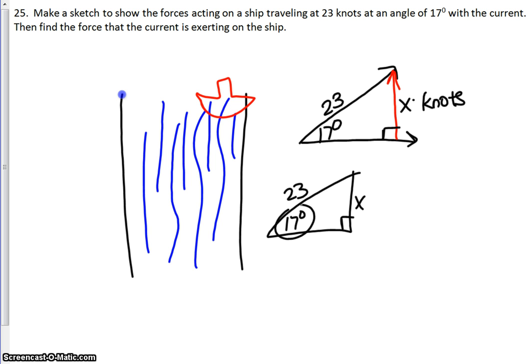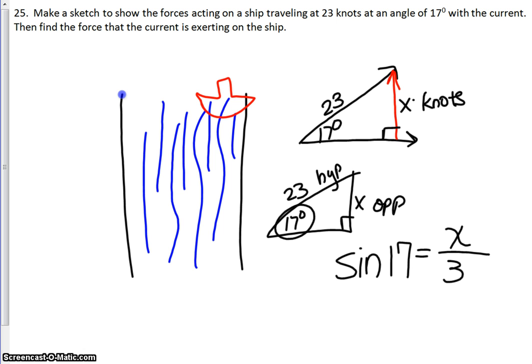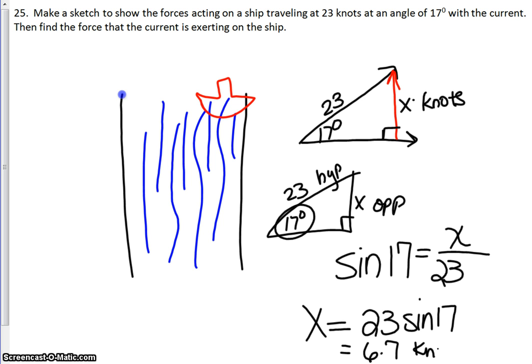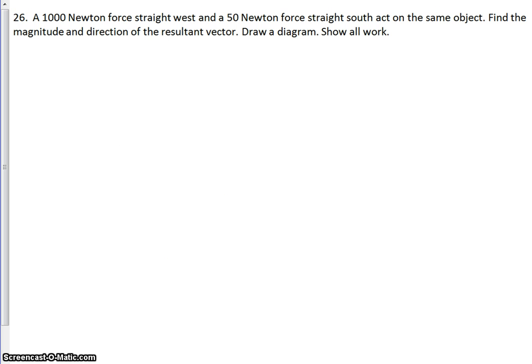In our right triangle, we have a reference angle, we have an opposite side that we're trying to find, and we know what the hypotenuse is. That lets me know that I need to use sine: the sine of my reference angle, 17, equals the opposite side over the hypotenuse. SOHCAHTOA is what I'm looking at. So my opposite side is 23 times the sine of 17, which I use a calculator for. I got 6.7. So the current is pushing at a value of 6.7 knots on the boat. All right, let's look at another example.